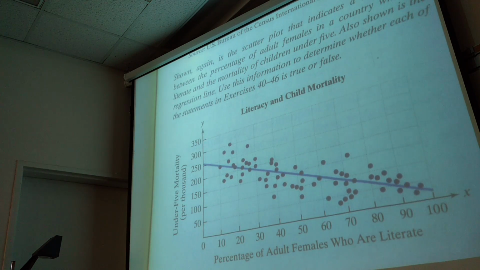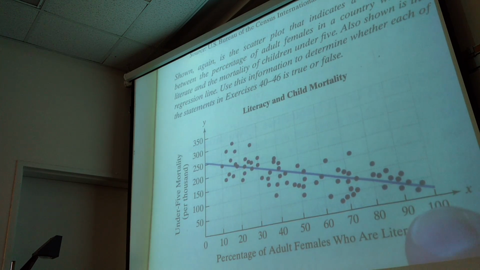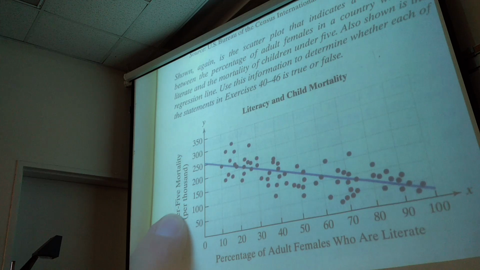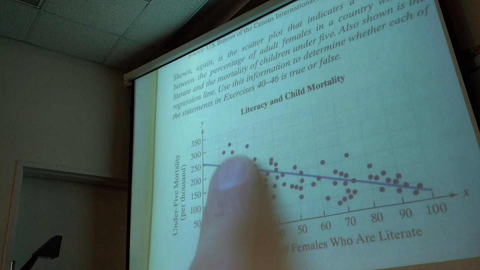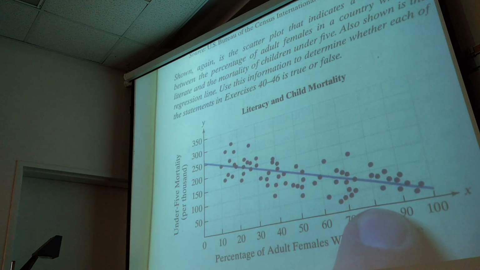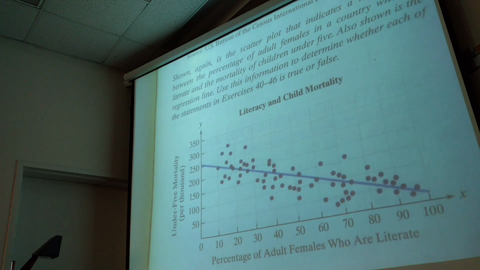What about this? As the percentage of adult females who are literate increases, under 5 mortality decreases. So as this goes up, this goes down. Is that true? Yes, that's pretty much what this is saying, right? So that's true. Number 41 is true.